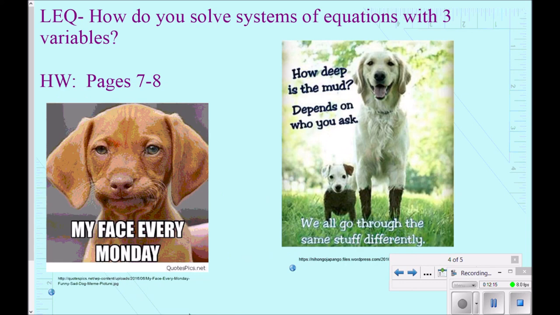Homework for tonight is on pages 7 and 8 in the Unit 2 packet. Please complete that for tomorrow.